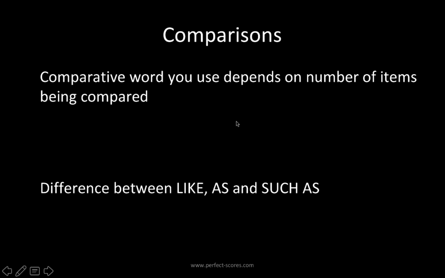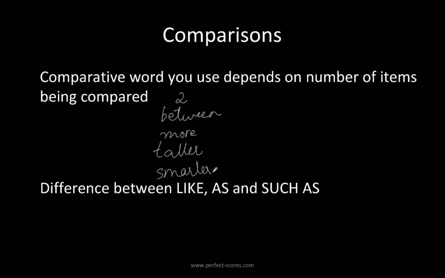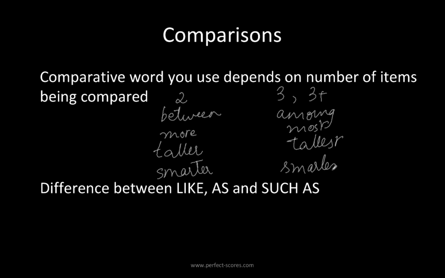So that's the third error for the video, which is comparisons. An easy error because it's based on a lot of common sense. The comparative word that you use depends on the number of items being compared. For example, if you compare two things, you can use words like between. You can use words like more beautiful, more intelligent, taller, smarter. But if you are comparing three things or more than three, you have to use words like among, most, tallest, smartest. So remember this one little rule.